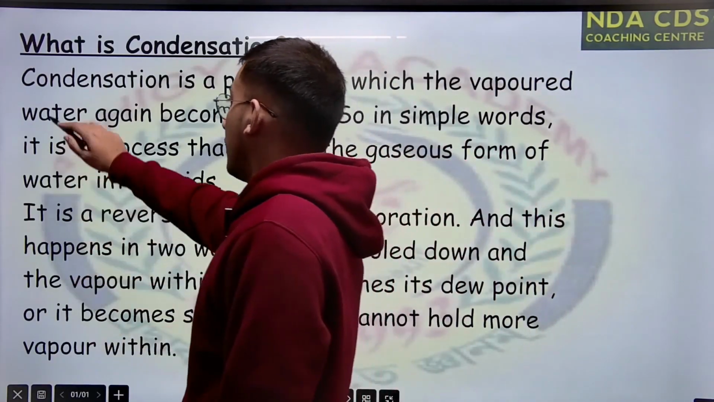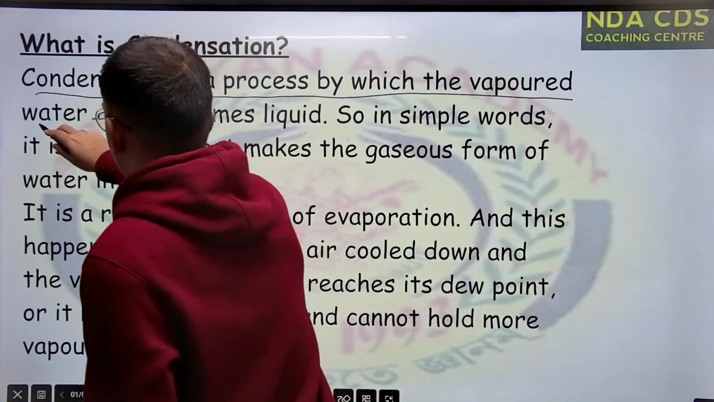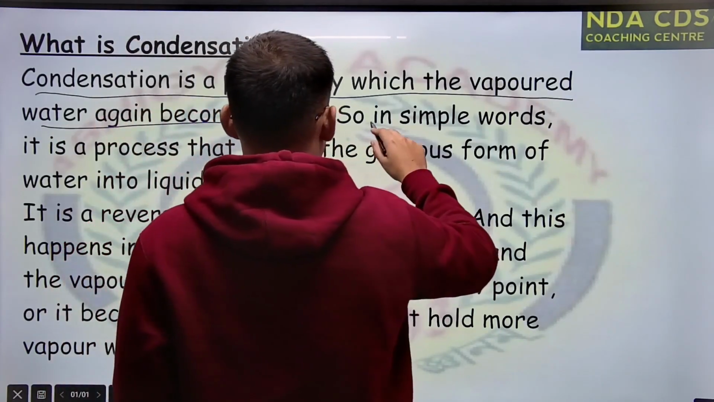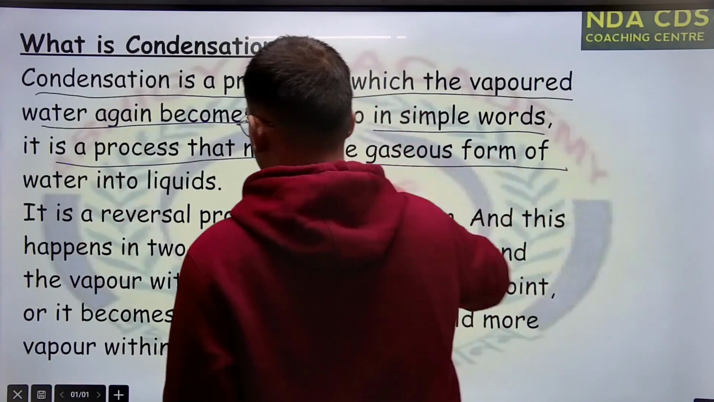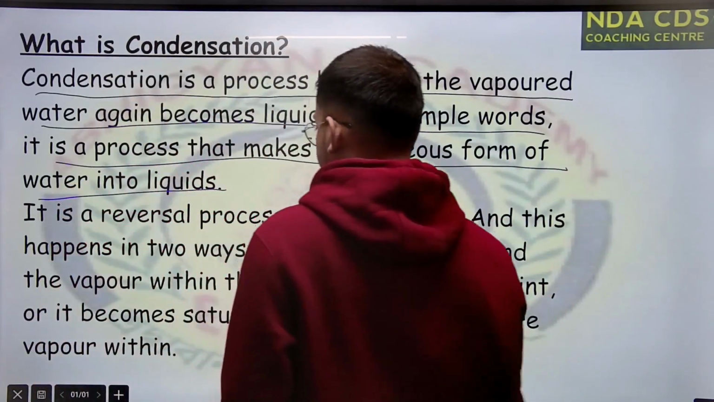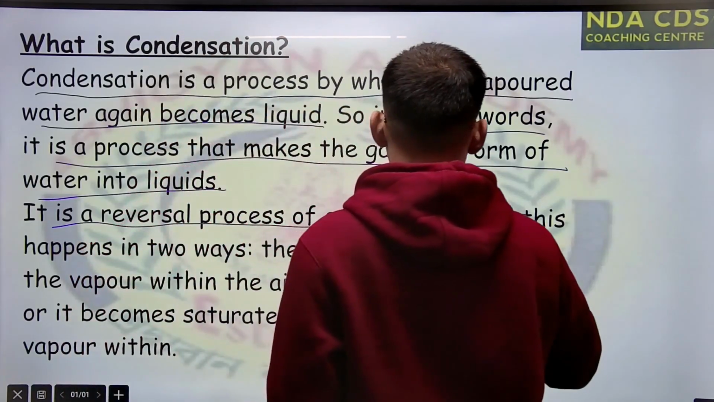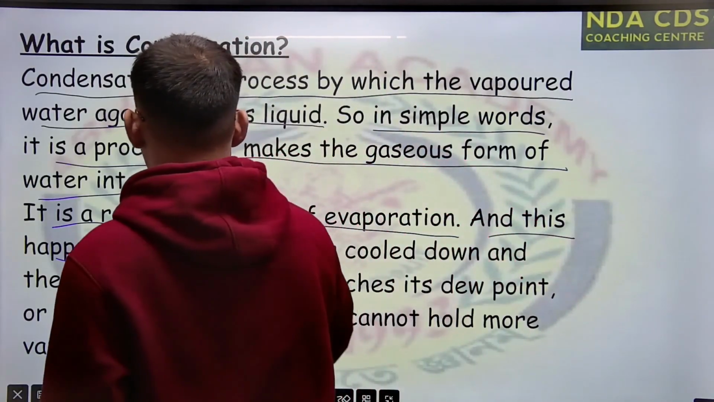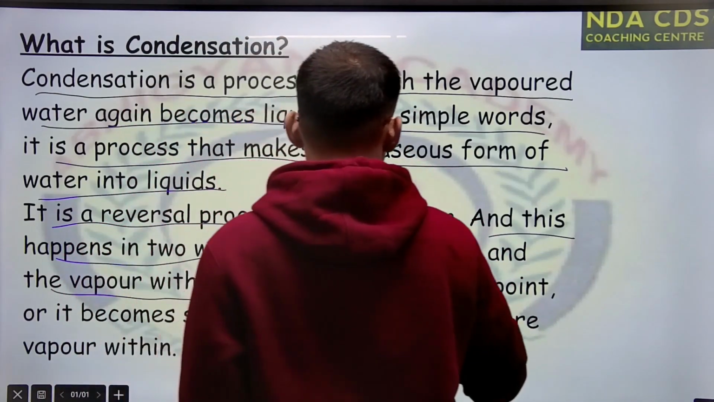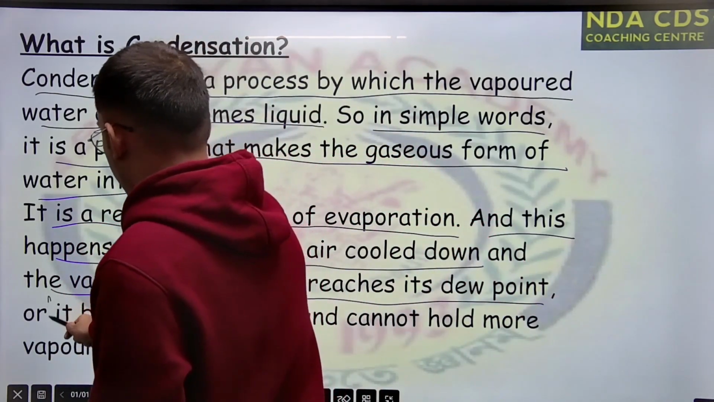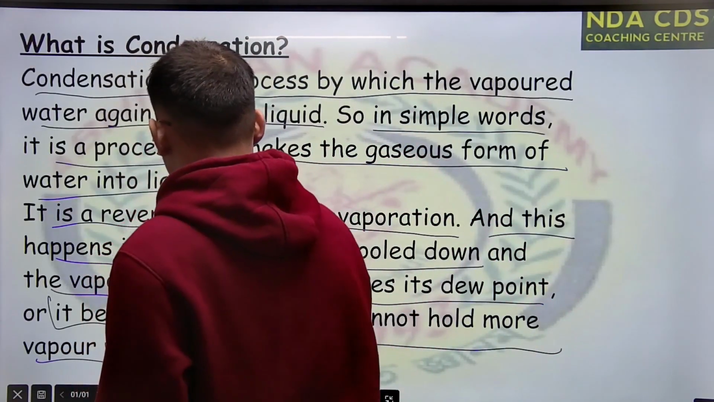So what is condensation? Condensation is a process by which vaporized water again becomes liquid. In simple words, it is a process that makes the gaseous form of water into liquid. Next, it is a reversal process of evaporation, and this happens in two ways. The air cools down and the vapor within the air reaches its dew point. Secondly, it becomes saturated and cannot hold more vapor within.